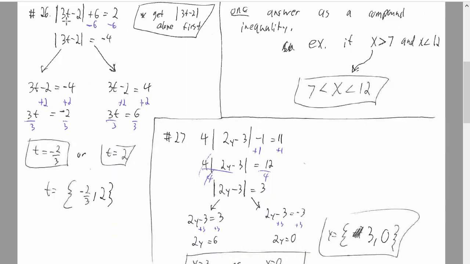For number 26, here's the thing. You do the same thing. You set the stuff in the absolute value equal to a positive and negative case. But here's the problem. Before you go doing that, get the absolute value by itself, okay? But see how this +6 is hanging out? Move the 6 over. That becomes a -4. And now you do your two cases.